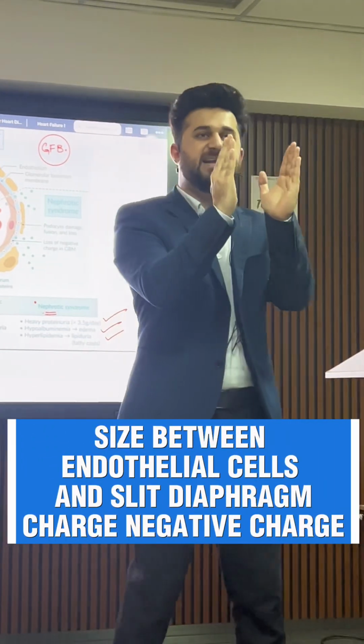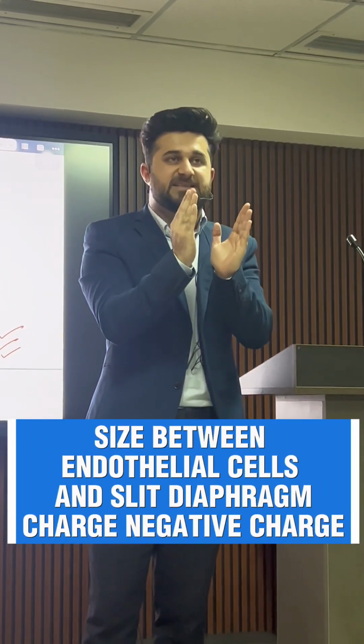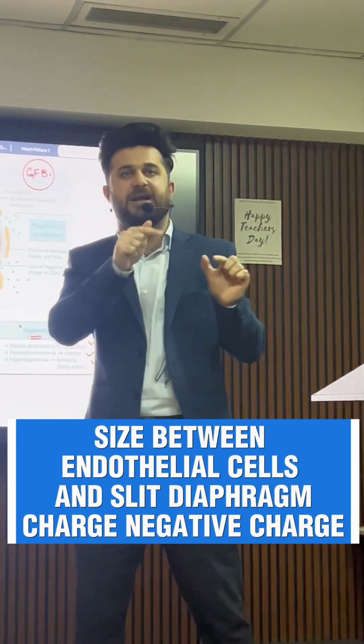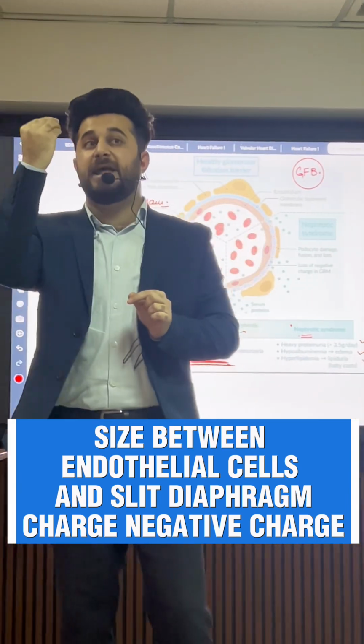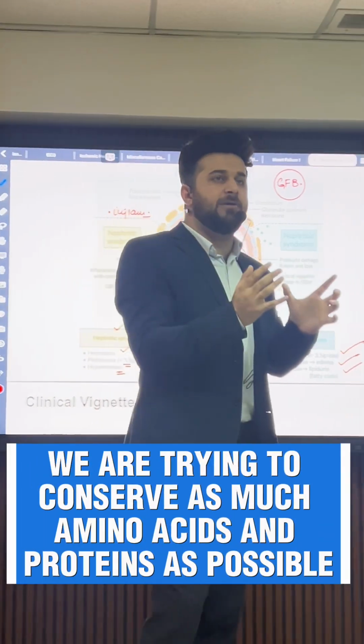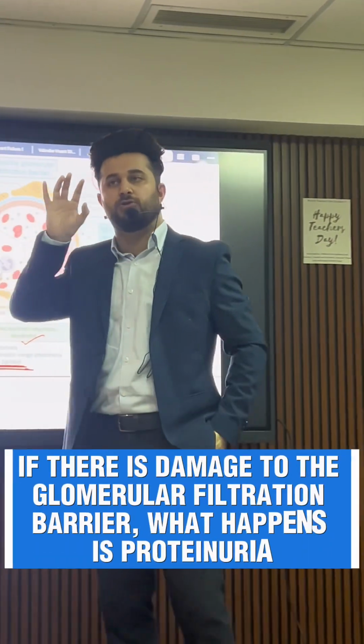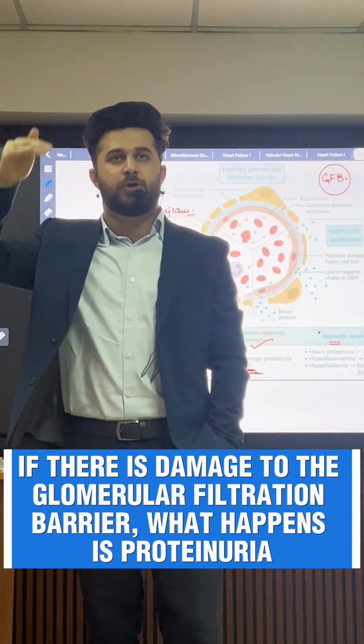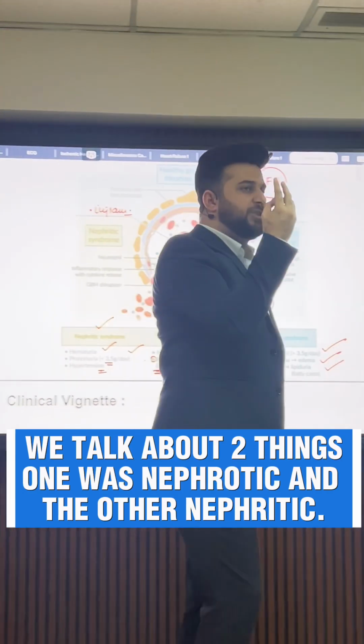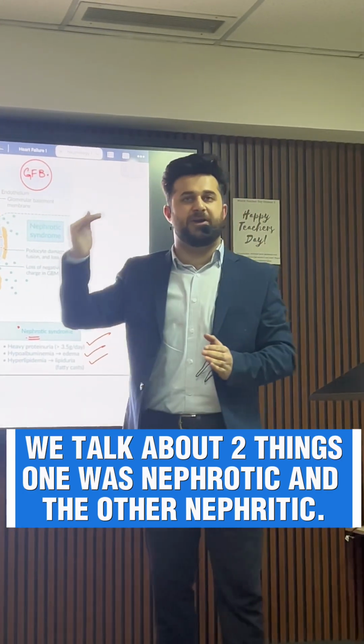One is the size, between the endothelial cell and the slit diaphragm between two podocytes, and the second thing is charge, the negative charge. And we are trying to conserve as much of the amino acids and proteins as possible. If there is damage to the glomerular filtration barrier, what happens? Proteinuria. We talked about two things. One was nephrotic syndrome, one was nephritic syndrome.